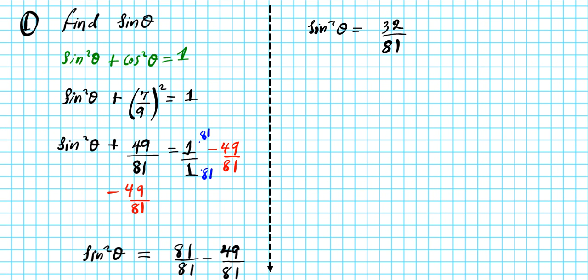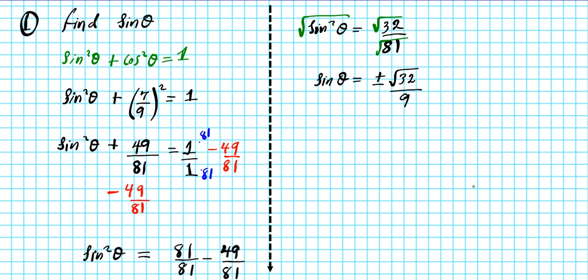Now to get sine by itself, we'll proceed to take the square root of both sides of our equation. So square root sine square theta, square root 32, and square root 81. Now anytime you take the square root of a square, you have to introduce plus or minus. So you have plus or minus root 32 divided by the square root of 81, which is 9.